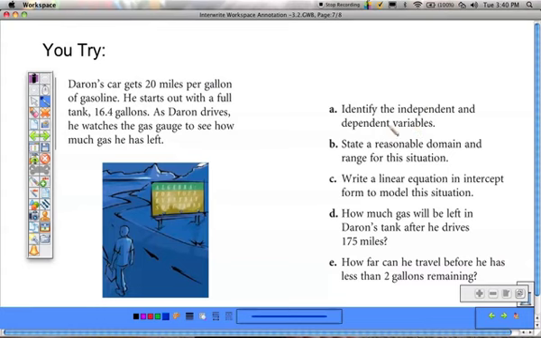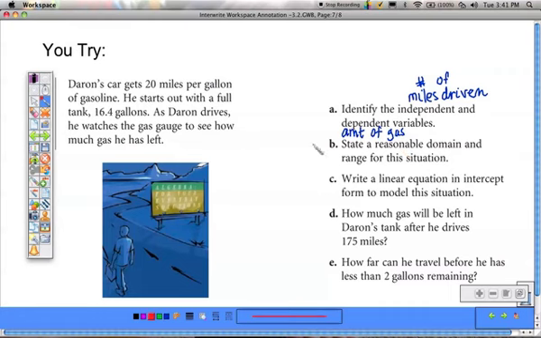Okay, so in this case, the amount of gas depends on the number of miles driven. So here's one way we could define this. Okay, so the more miles, then the more gas that he uses. So if we define it as this, then state a domain and range.